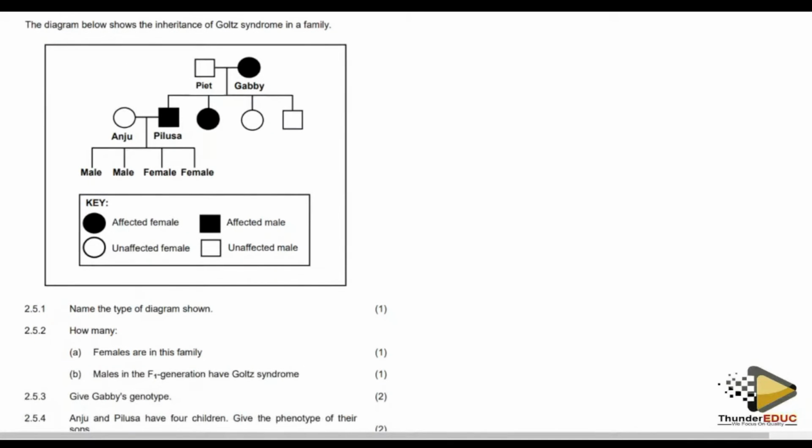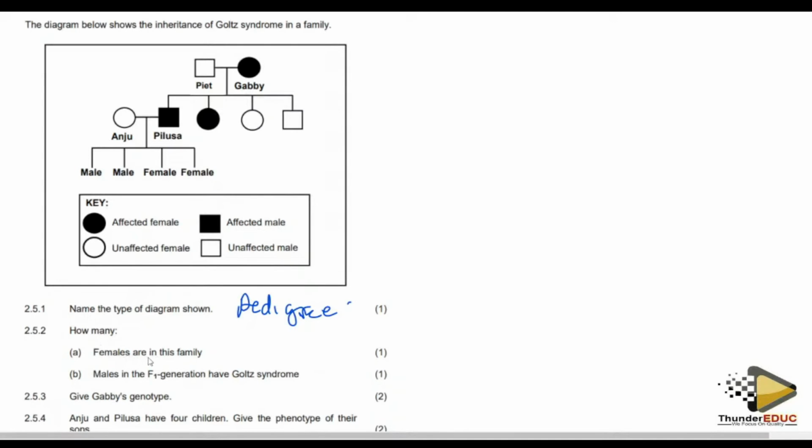Okay, name the type of diagram represented above. We have been talking about it. It is a pedigree. Pedigree diagram.